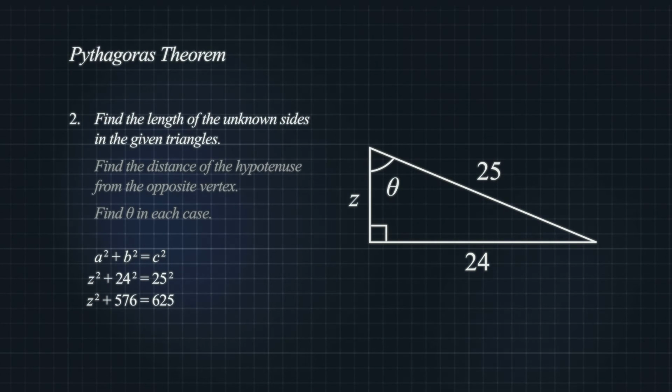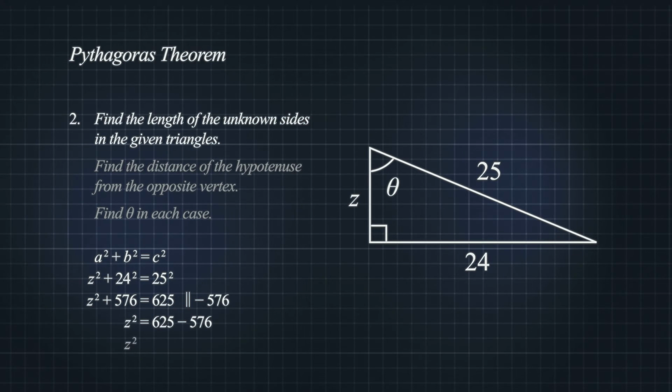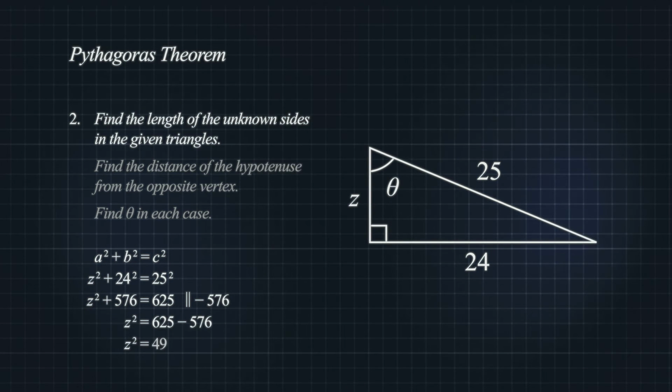Again, we want z to the second power to be alone on this side of the equation so that we can know how much it is. We subtract 576 from both sides of the equation. As a result, z squared equals 625 minus 576, and this equals 49.